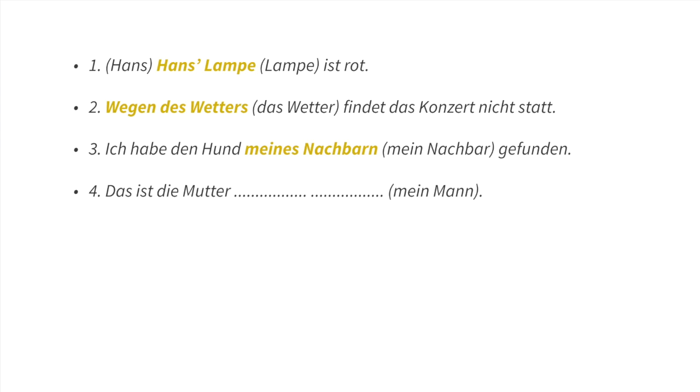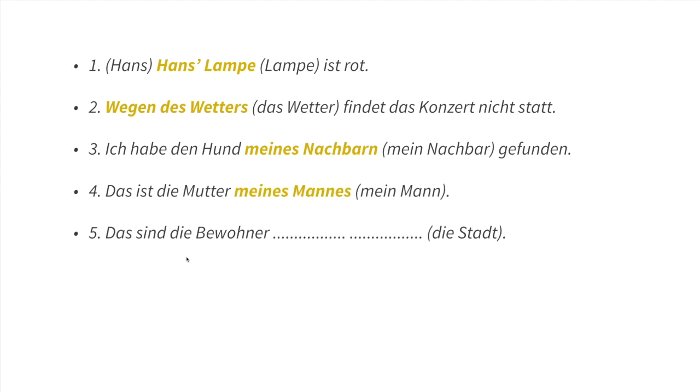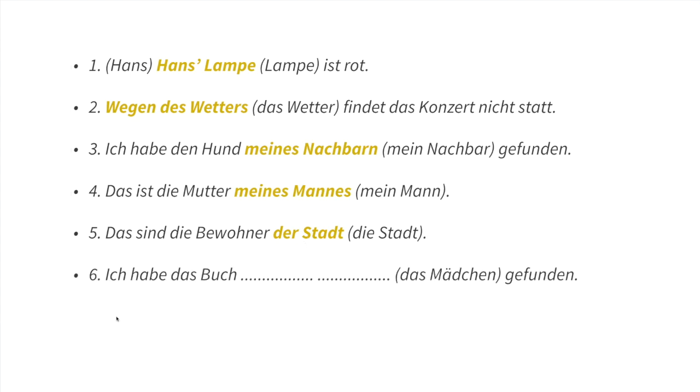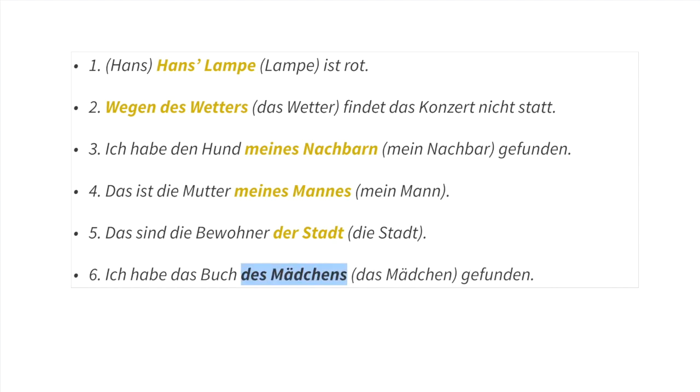Number 4. Das ist die Mutter, mein Mann, meines Mannes. Es at the end. Number 5. Das sind die Bewohner der Stadt. The citizens of this city. This city's citizens, basically. Number 6. Ich habe das Buch, das Mädchen, des Mädchens gefunden. Das Buch des Mädchens.